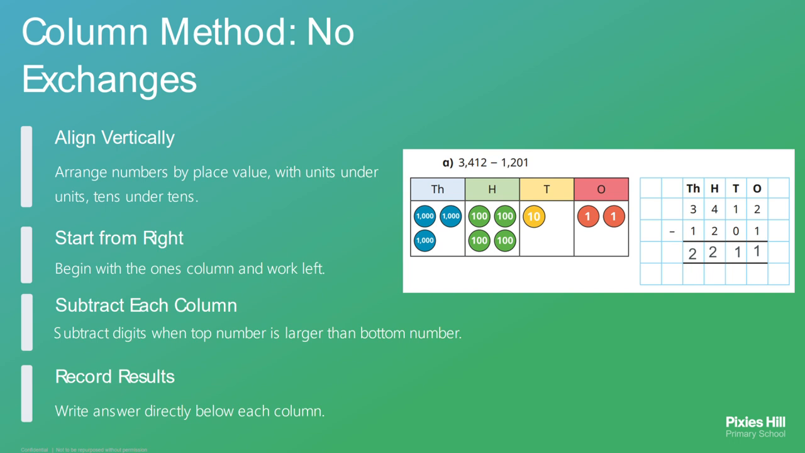Working from the ones column in this example, you can see that 2 subtract 1 is 1, 1 take away nothing is 1, 4 minus 2 is 2, and 1 less than 3 is 2. We use all of these terms to describe subtraction, so it's important that the children become fluent with each of them.